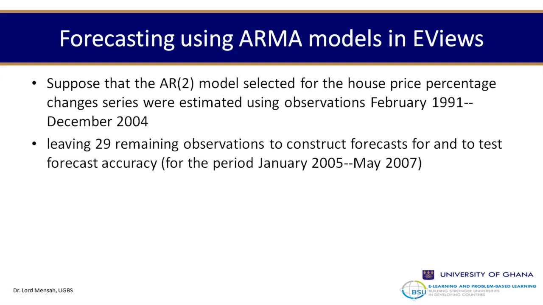Suppose that the AR2 model selected for the house price percentage changes series was estimated using the observations from February 1991 to December 2007. You realize that we used data from 1991 to 2007, but here part of it will be used for estimation and part of it for the forecast, leaving 29 remaining observations to construct the forecast and test the forecast accuracy. So the rest of the data, from January 2005 to May 2007, will be used for forecasting.